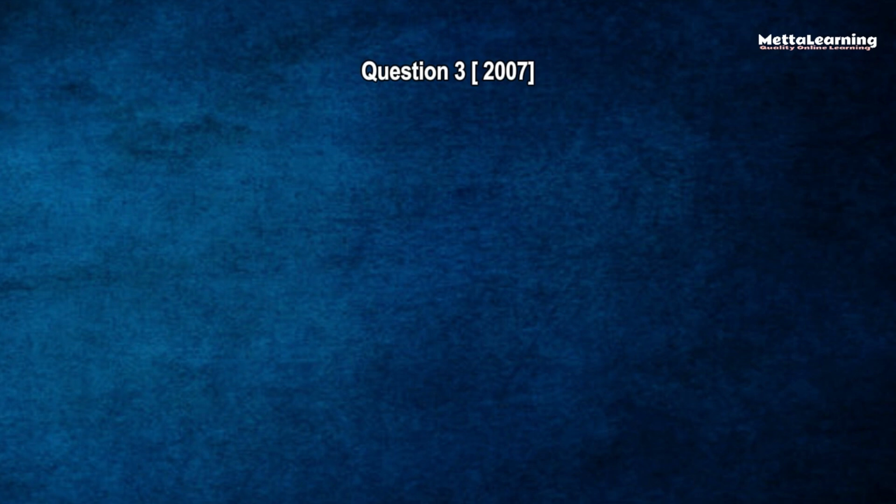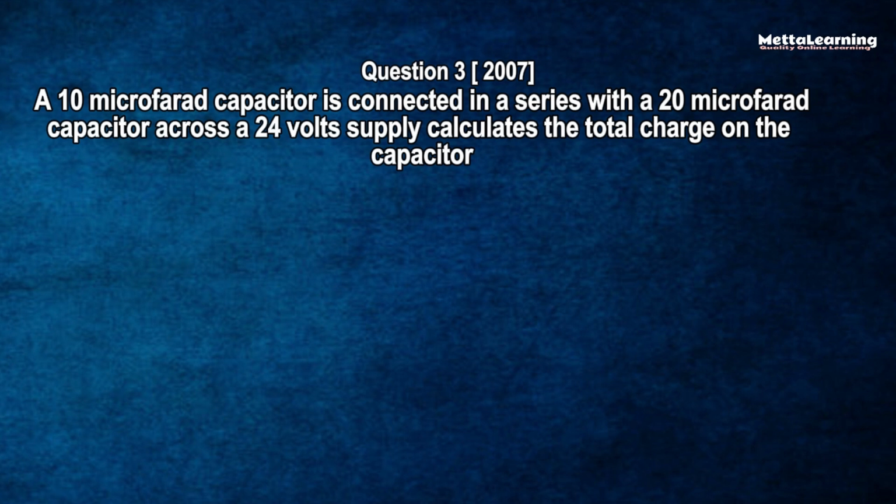And the next question we'll be looking into is from the WAEC past question 2007. It says a 10 microfarad capacitor is connected in series with a 20 microfarad capacitor across a 24 volt supply. Calculate the total charge on the capacitors. Now, looking at this, the first thing we have to do is to find the equivalent capacitance of these capacitors. Thus, we can now find the quantity of charge or the total charge on the capacitors.